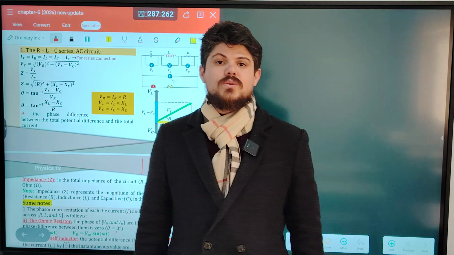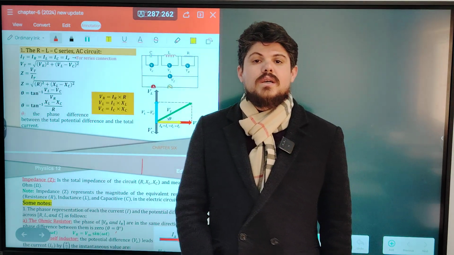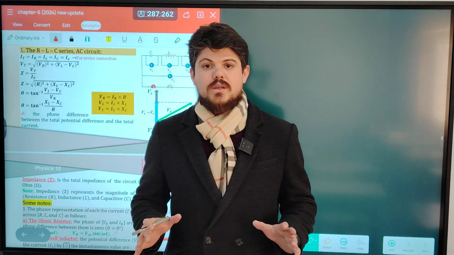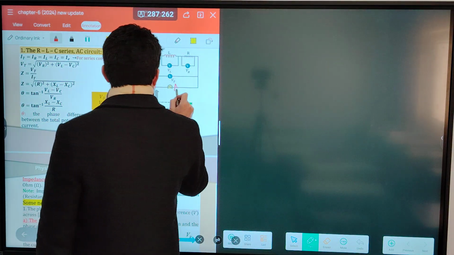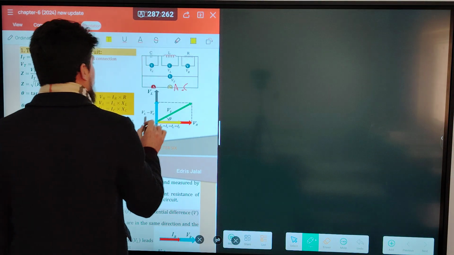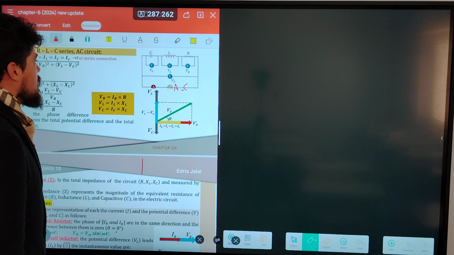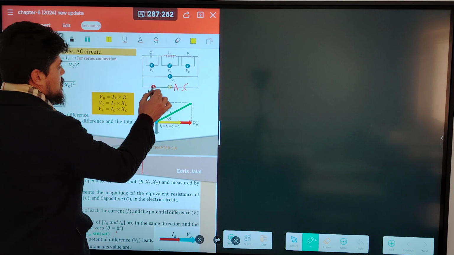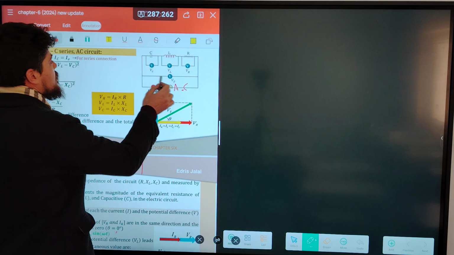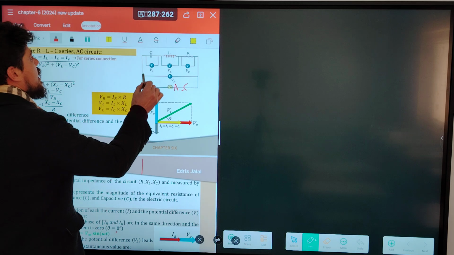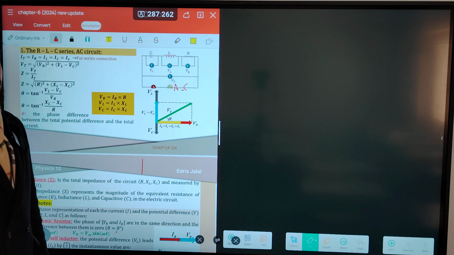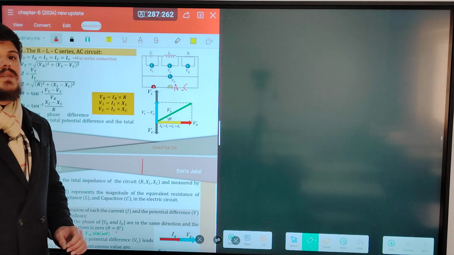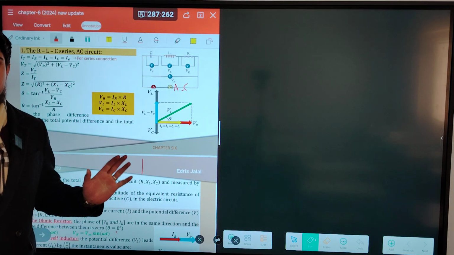Today's lesson we are going to talk about the RLC series connection to an AC circuit. As you can see in this circuit, we have an AC source, whose magnitude and direction of the current change continuously, and we have an ammeter measuring current and a voltmeter measuring potential difference, and we have capacitance, inductance, and resistance, all of them connected together in series to the AC circuit.